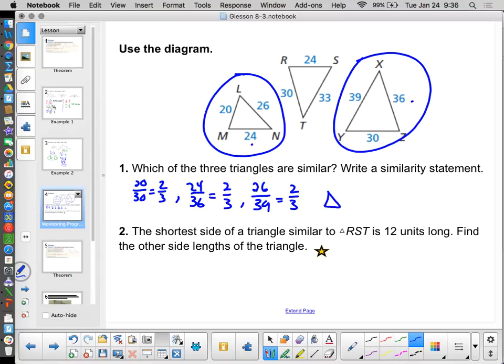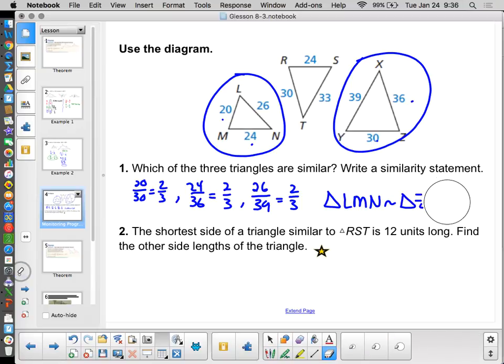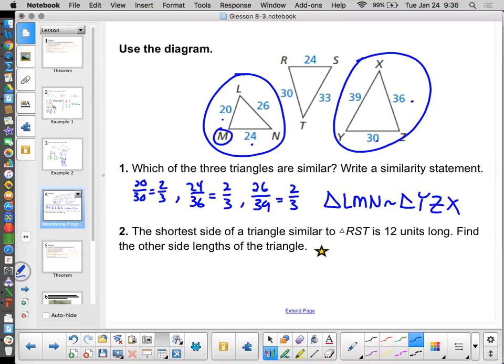So, triangle, and I can name this in any order, I'll go LMN, is similar to triangle, must be in corresponding order. L connects the short side and the long side. Connecting the short side and the long side here is Z. I'm sorry, Y. The long side is 39. So Y and M, angle M here connects the short side and the middle side. Connecting the short side and the middle side is Z, and then X. So there's my similarity statement.